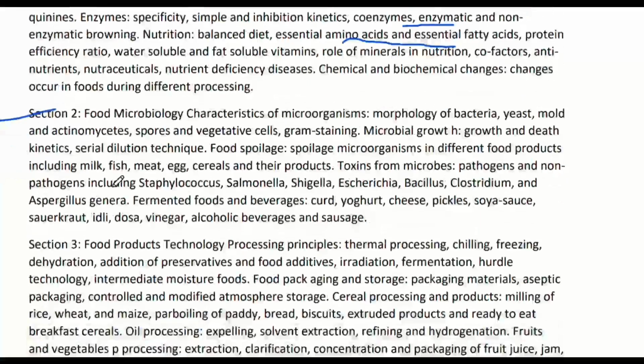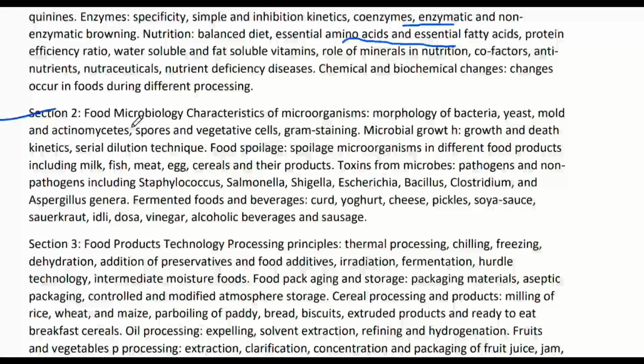Section 2, Food microbiology. Characteristics of microorganisms, morphology of bacteria, yeast, mold and actinomycetes, spores and vegetative cells, Gram staining. Microbial growth, growth and death kinetics, serial dilution technique. Food spoilage, spoilage microorganisms in different food products including milk, fish, meat, egg, cereals and their products. Toxins from microbes. Pathogens and non-pathogens including Staphylococcus, Salmonella, Shigella, Escherichia, Bacillus, Clostridium, and Aspergillus genera.